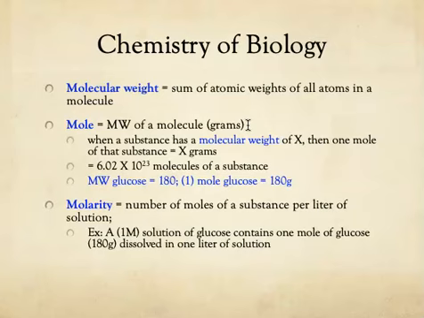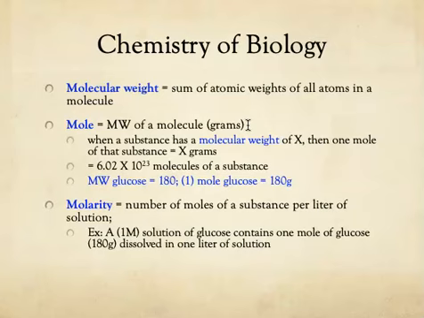So for example, if we wanted to know what a mole of glucose is, we would take the molecular weight of glucose, which happens to be 180, and we would apply the label gram to it. So 1 mole of glucose is 180 grams of glucose.